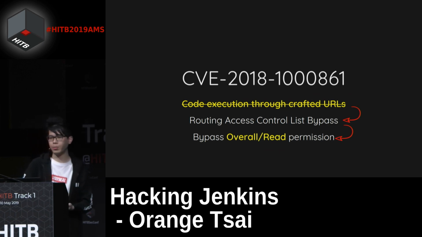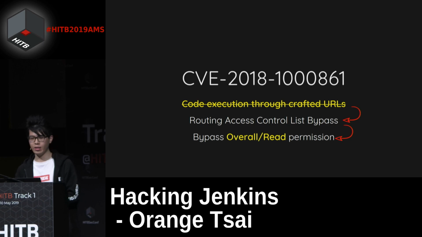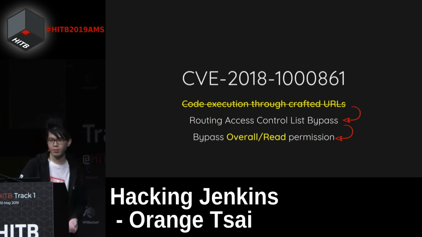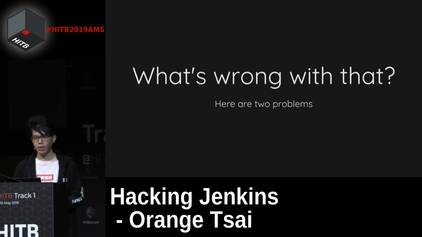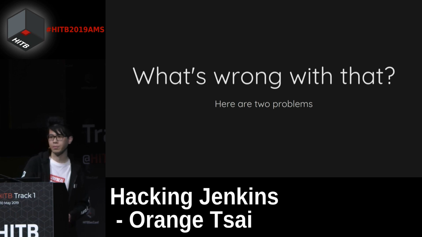With a proper understanding of the dynamic routing, let's go to our main topic. The first bug is the code execution through the crafted URL. Actually, from my point of view, this is not a code execution vulnerability. It's just an access control bypass, which bypasses the overall read permission in Jenkins. The routing mechanism provides developers a lot of flexibility.